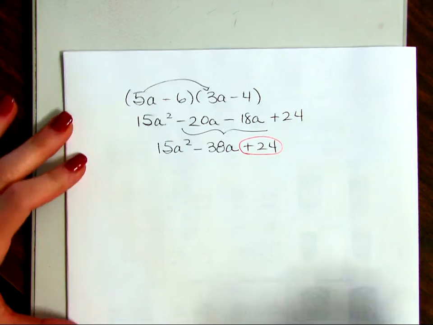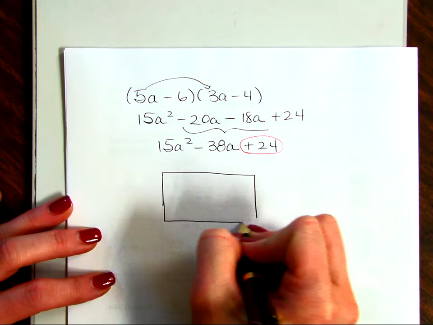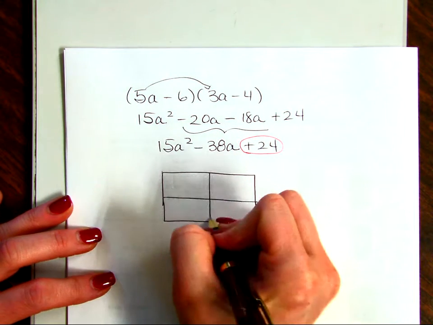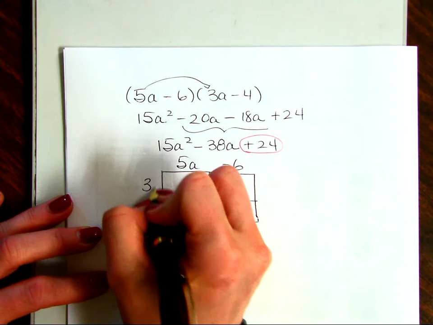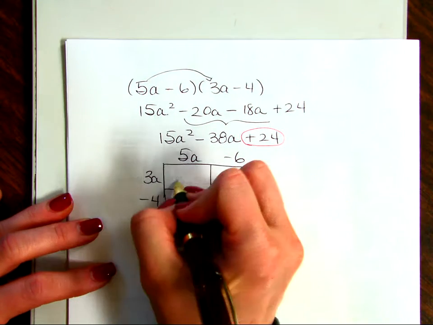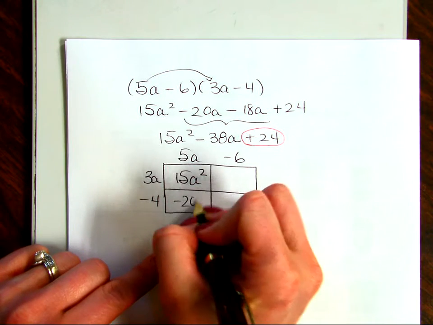You'll see it later. I will show you one more way with the box method. Just kind of showing you that you would just set it up 5a minus 6 here, the 3a minus 4 here, and then you get the same answer. 5a squared. This gives you your -20a.